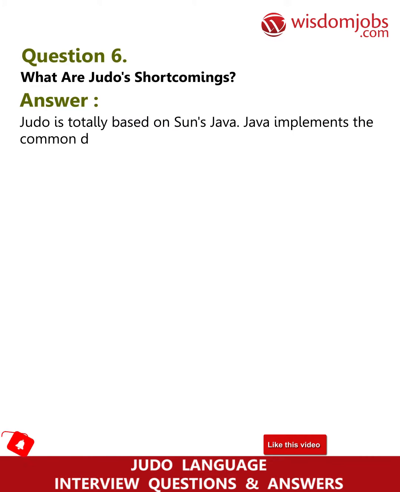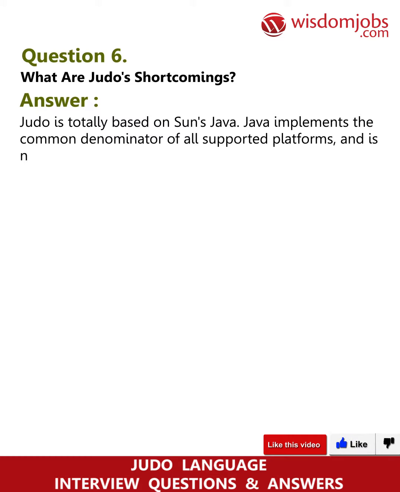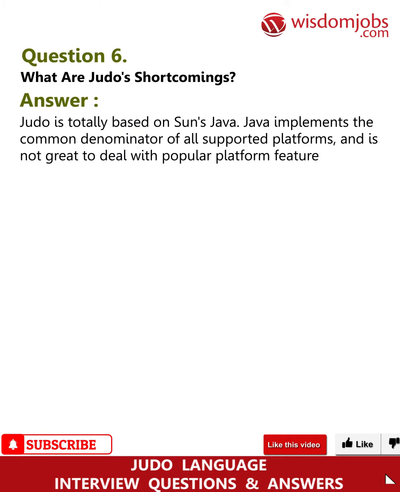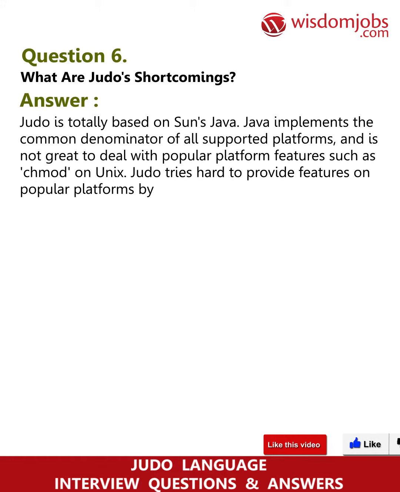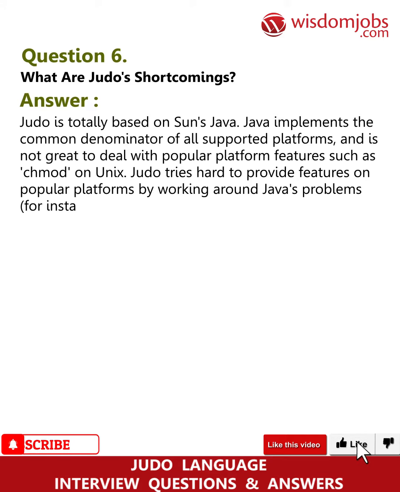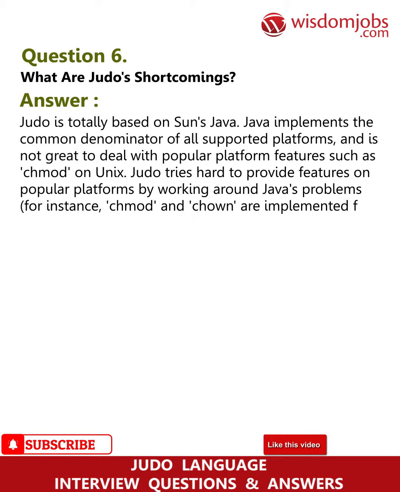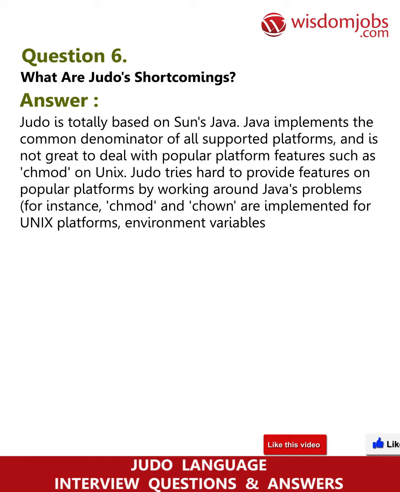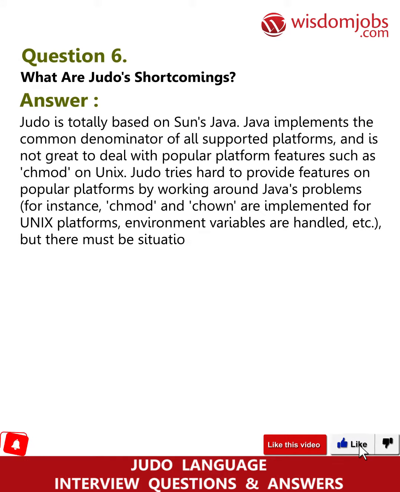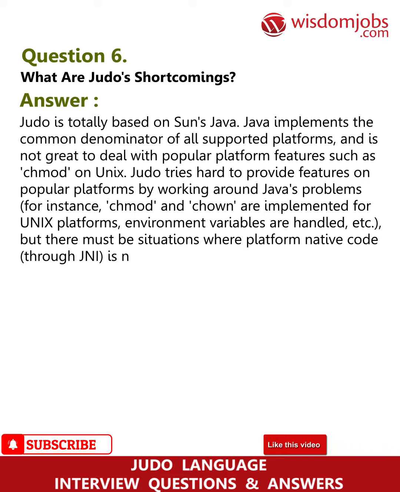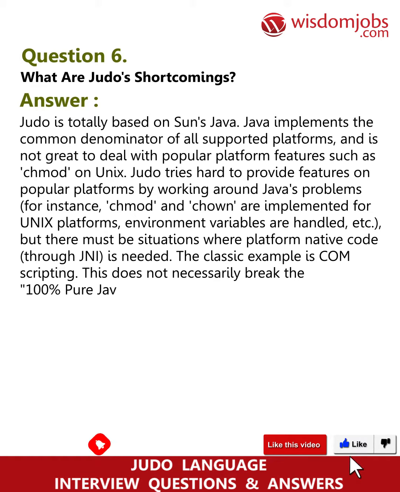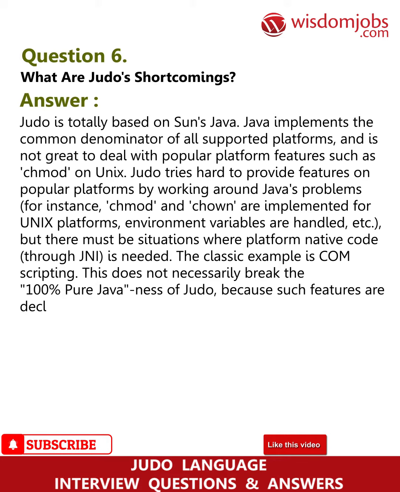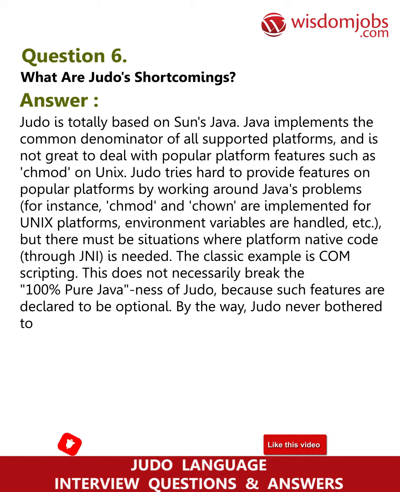Java implements the common denominator of all supported platforms and is not great to deal with popular platform features such as chmod on Unix. Judo tries hard to provide features on popular platforms by working around Java's problems. For instance, chmod and chown are implemented for Unix platforms, environment variables are handled, etc. But there must be situations where platform native code through JNI is needed. The classic example is COM scripting. This does not necessarily break the 100% pure Java-ness of Judo because such features are declared to be optional. By the way, Judo never bothered to pass the 100% pure Java test.